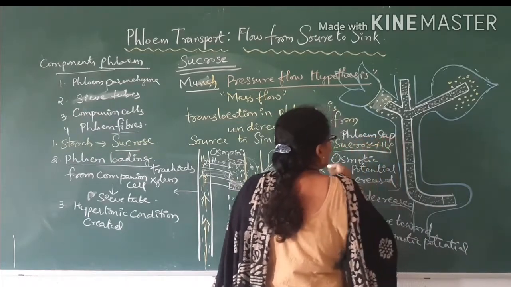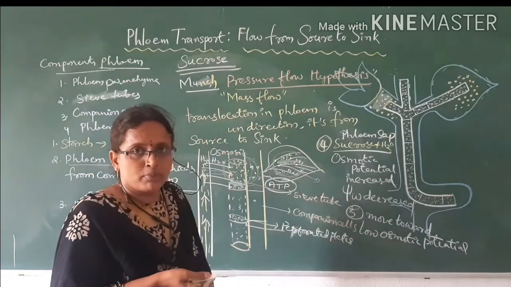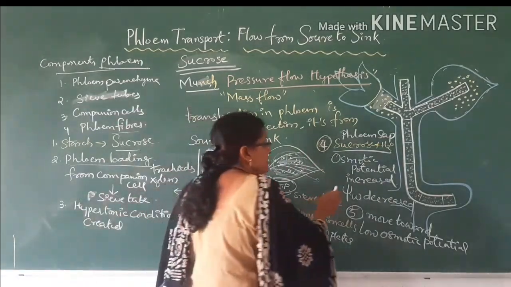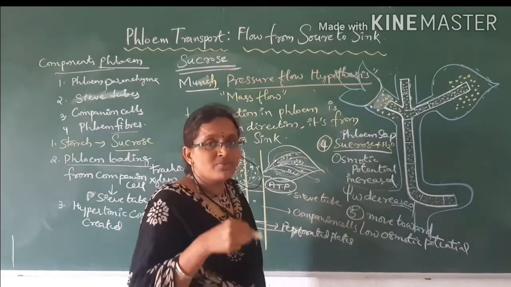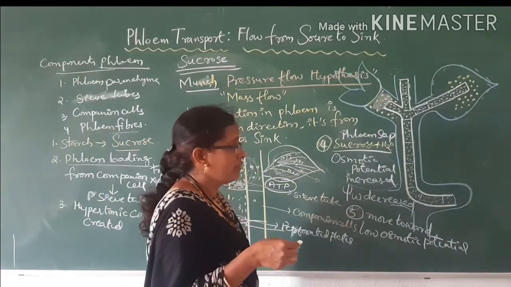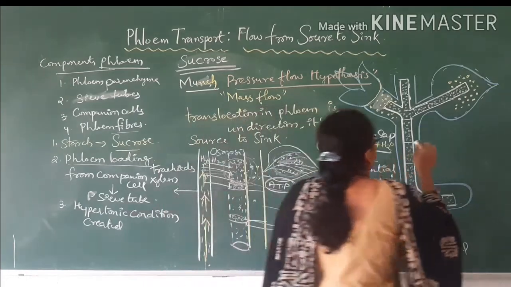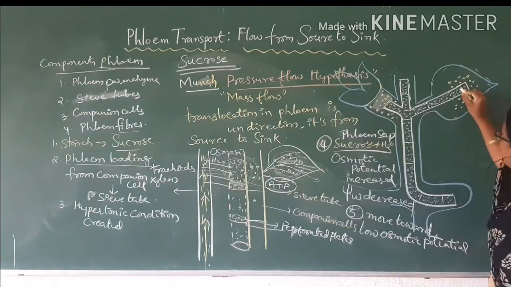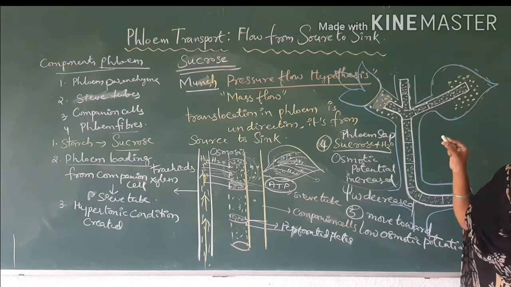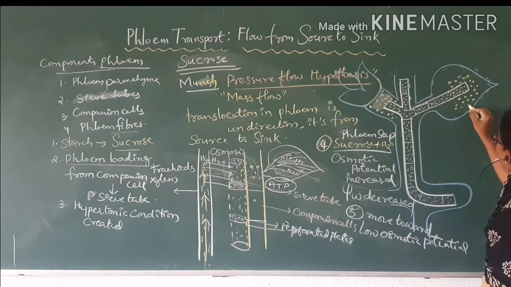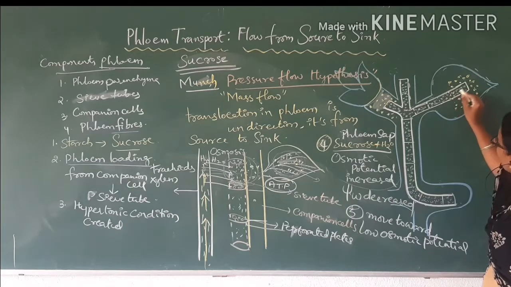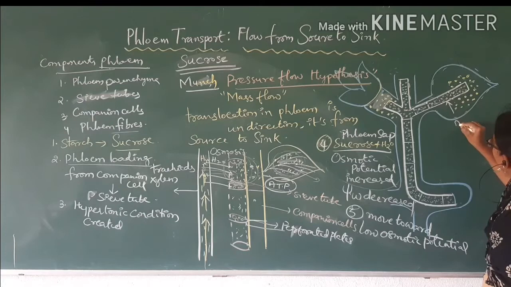This phloem sap is high water potential. Water potential is decreased, high osmotic potential. So it moves to the regions where the low osmotic pressure is there. If you take this diagram, here the food materials are formed, so here the concentration is more. They are loaded into the phloem by an active process.